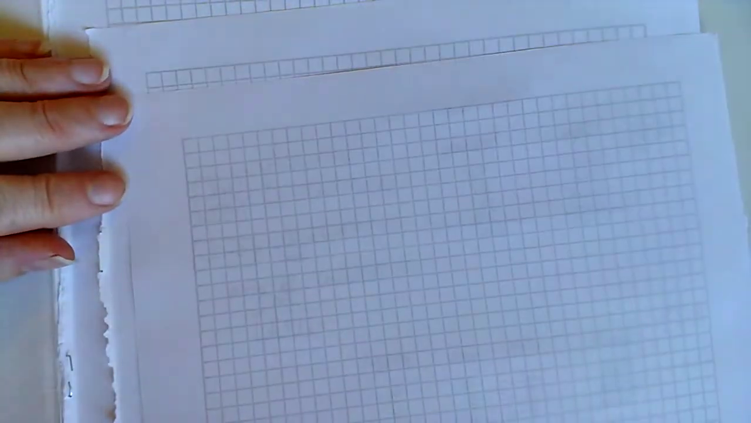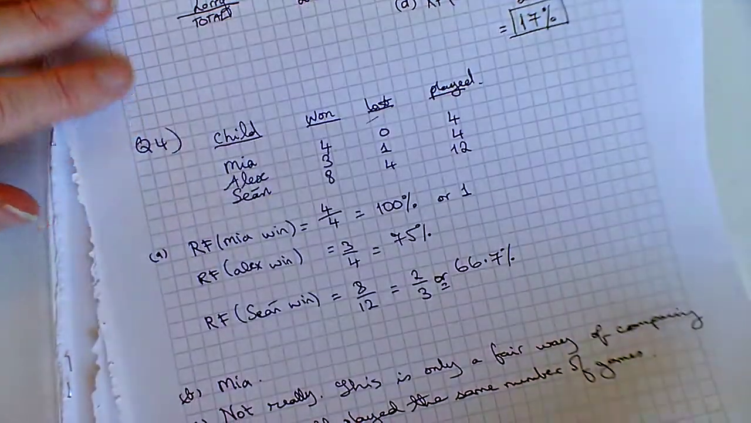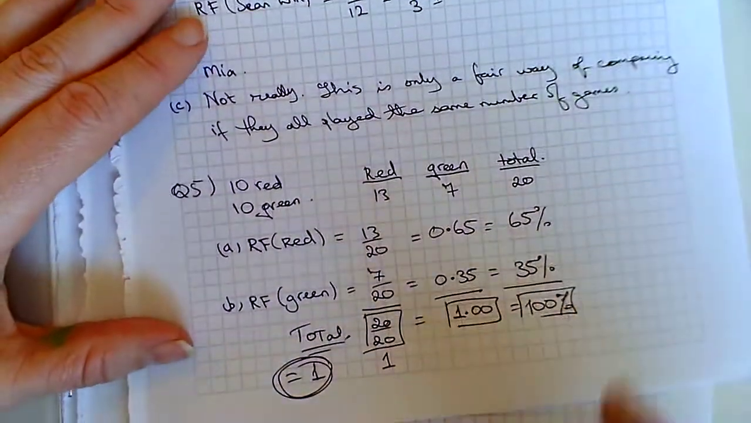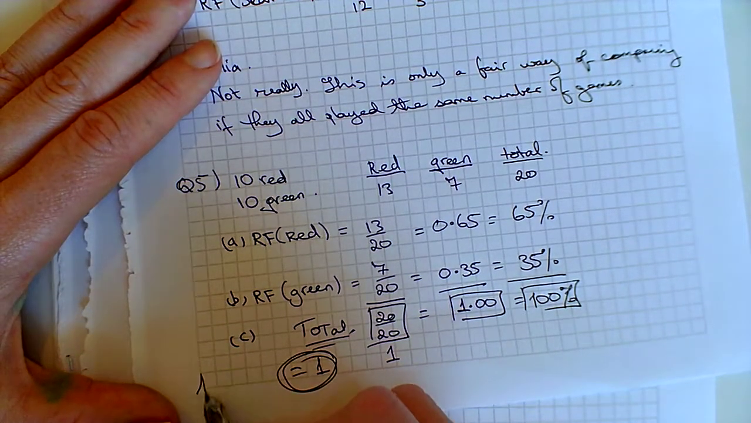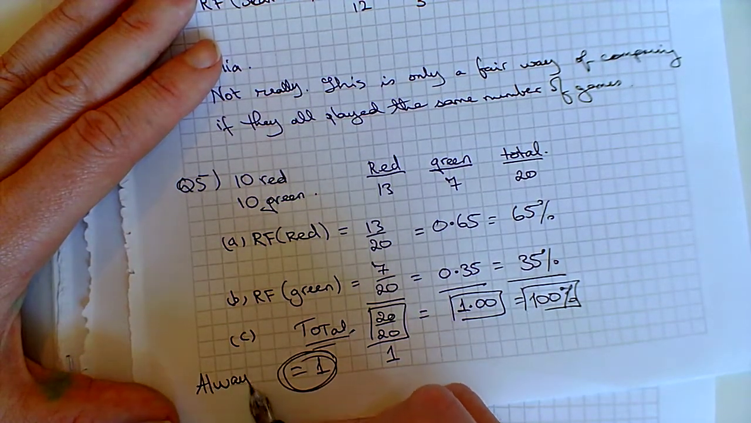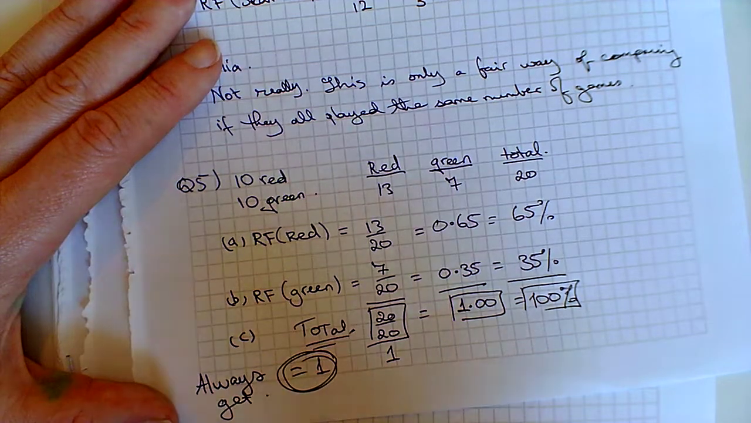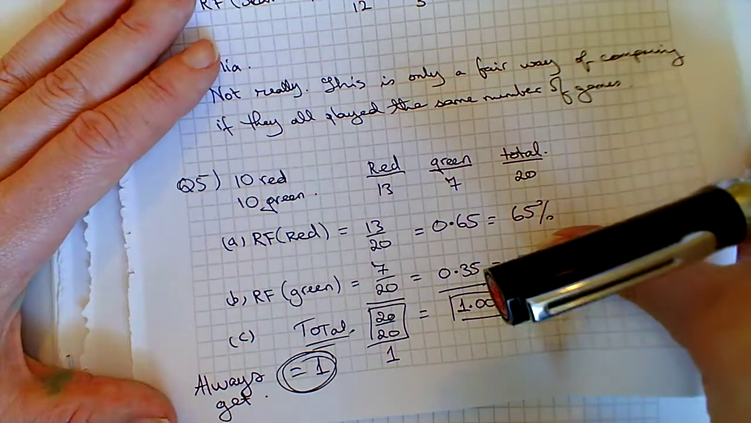Now, add together the relative frequencies for picking a red sweet and a green sweet. Well, we just mentioned that, so that was part C. I'll just fill it in here. So part C was adding up our totals, and we always get 1 when we add up our relative frequencies.